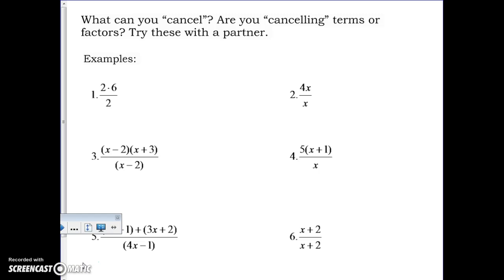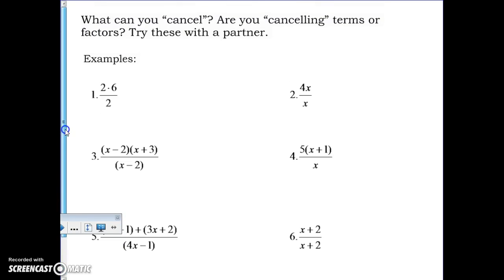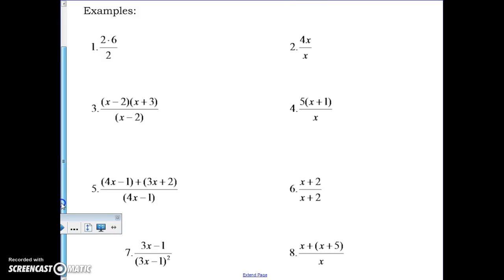So why don't you guys do these, pause it for a second, and we'll come around and check your answers, okay? So just remember, if they're separated by a plus or minus sign, don't fall for the trap.